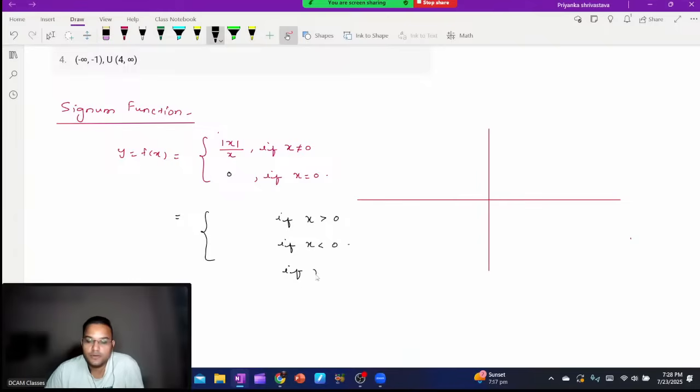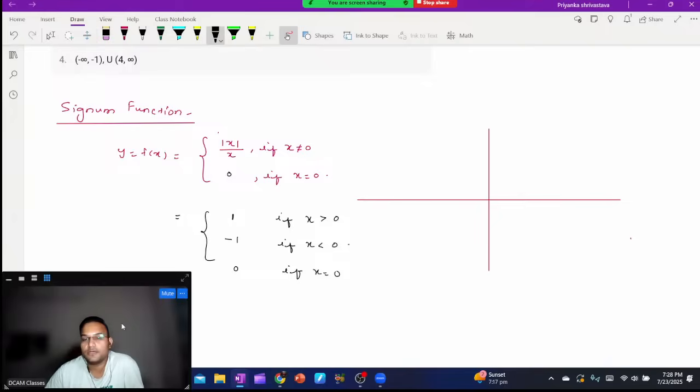See, now here, if we further define this function, it is defined like this: mod x by x if x is not equal to 0, and 0 if x is equal to 0. Now we have to further define it. If x is greater than 0, mod x will be x, so the answer will be 1. If x is less than 0, mod x will be minus x, so the answer will be minus 1. For x equal to 0, it is 0 only.